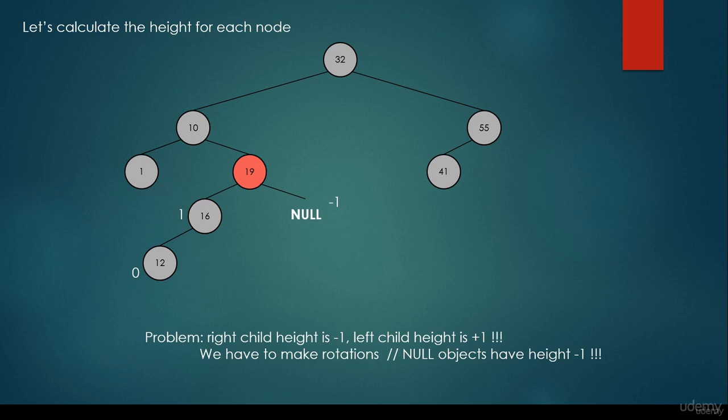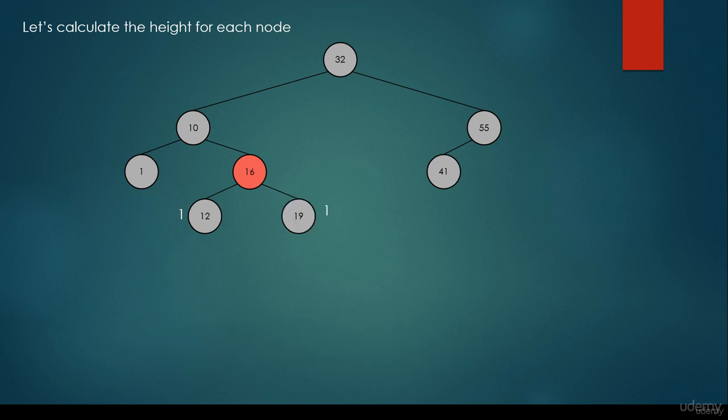And okay, we come to the conclusion that the left subtree of the 19 has a height parameter 1, and the right subtree has a height parameter -1. The difference between the two of them is equal to 2. It is greater than 1, so we have to make some rotations.